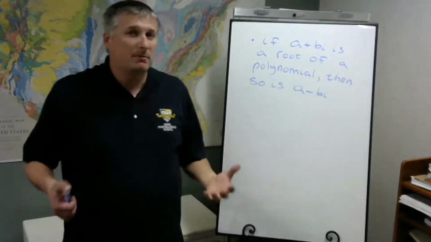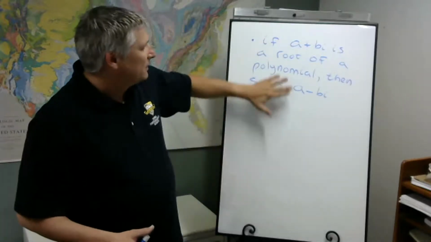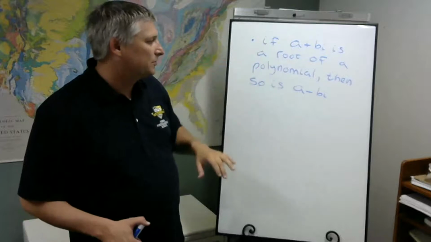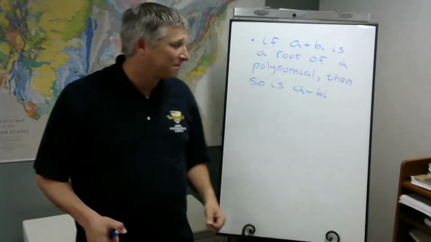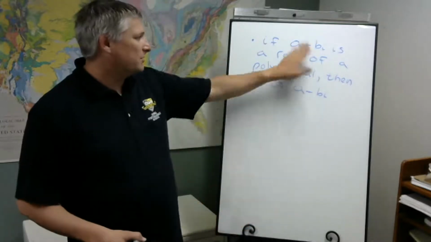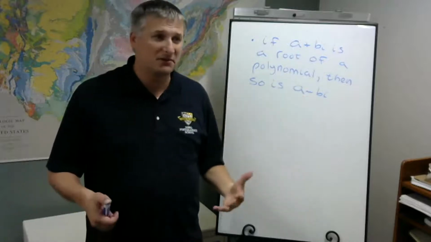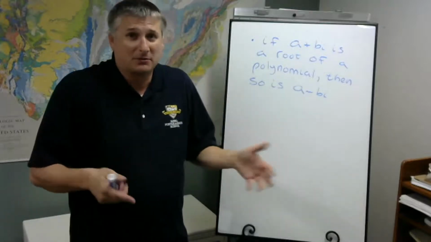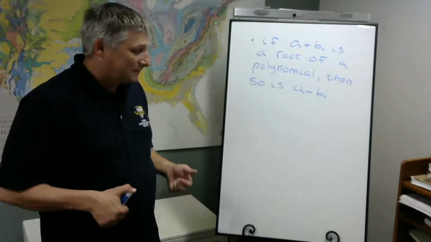So that's something to keep in mind with polynomials. The complex roots are going to be in pairs. So if you find one, you can automatically assume the other exists. And that gives you a free root, which is nice, or a free zero. So let's take a look.